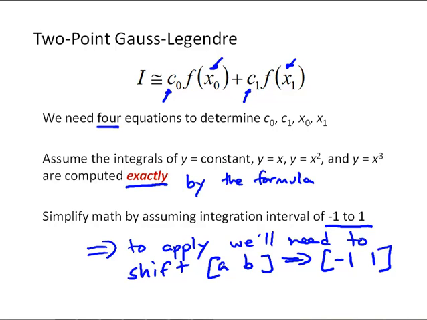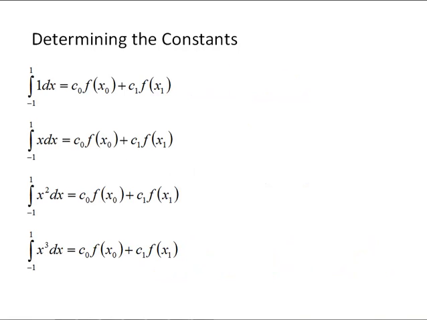What we'll do is use each of these constraints to set up 4 equations. To determine the constants, we'll start by taking the integration of a constant, and we'll just use 1, from -1 to 1, and set that equal to our Gauss Legendre formula. The integral of x from -1 to 1, set that equal to our Gauss Legendre formula. The integral from -1 to 1 of x squared dx, and the integral from -1 to 1 of x cubed dx.